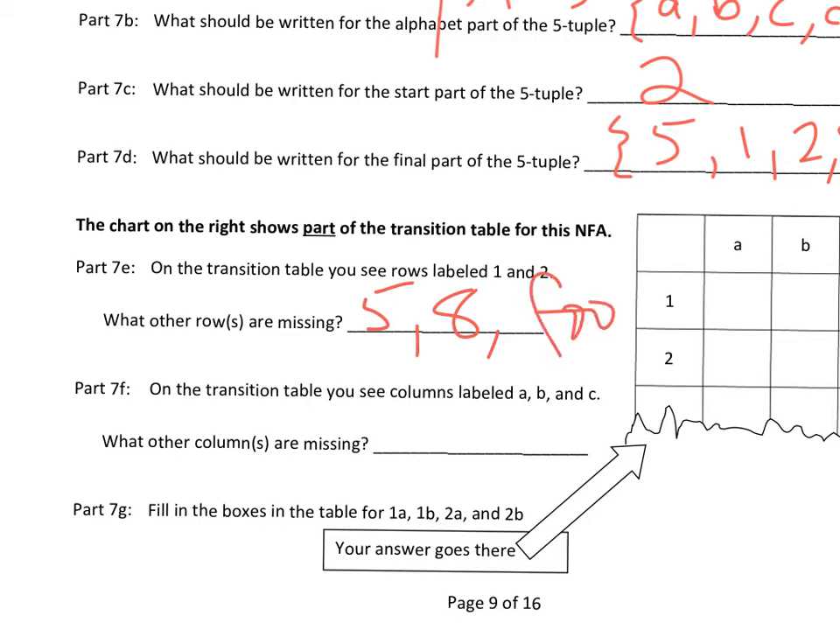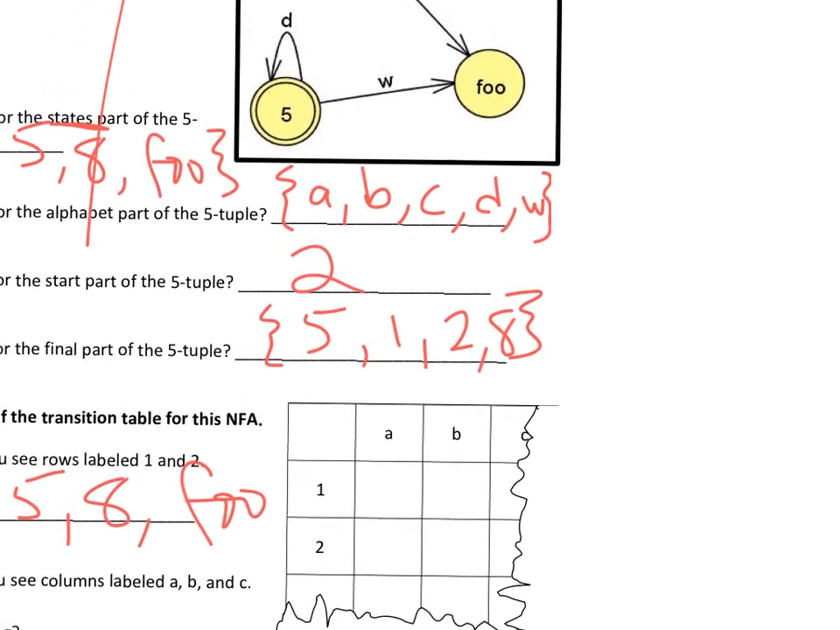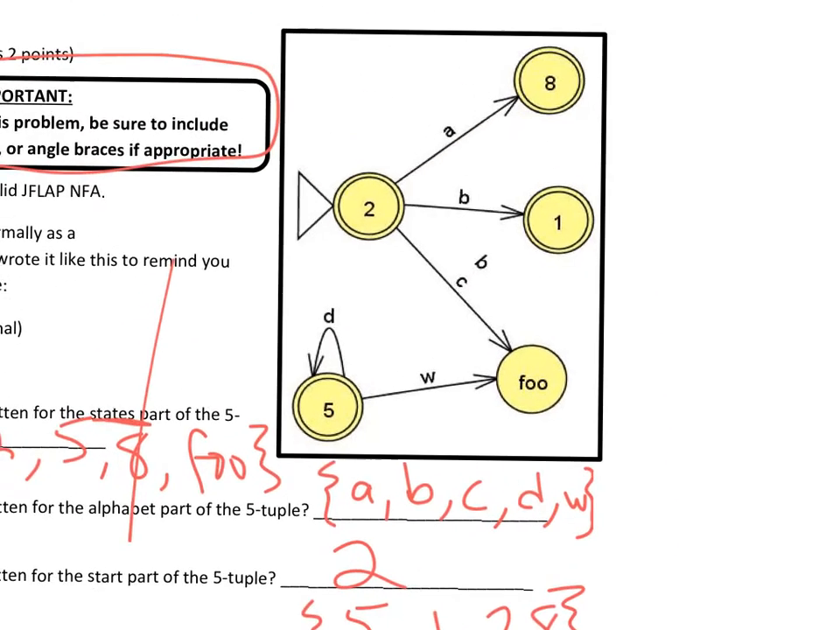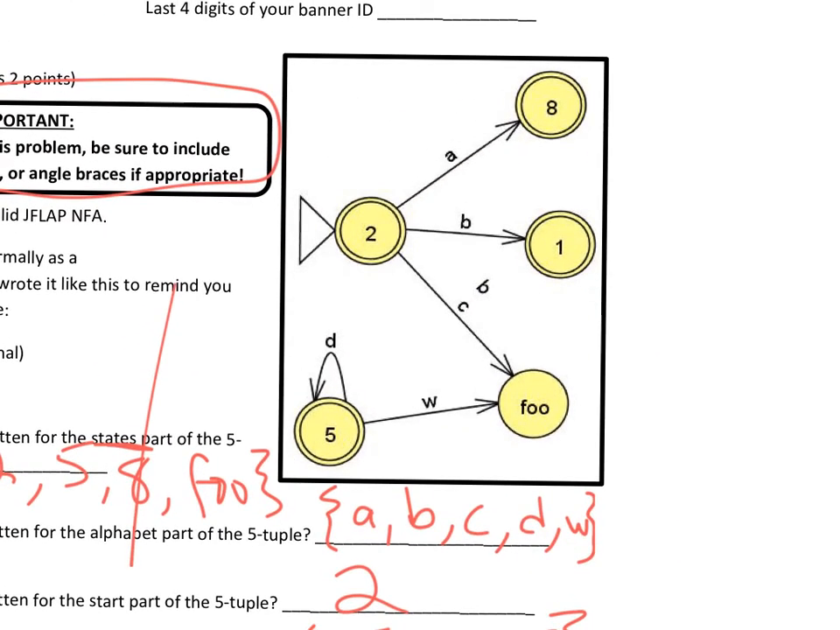And it says what other columns are missing. And in here, you've got A, B, and you can kind of sort of see C. And so what are the other columns? The other columns are any other symbols that we might have transitions for. So we have A, B, C. So we got to add D. We got to add W.